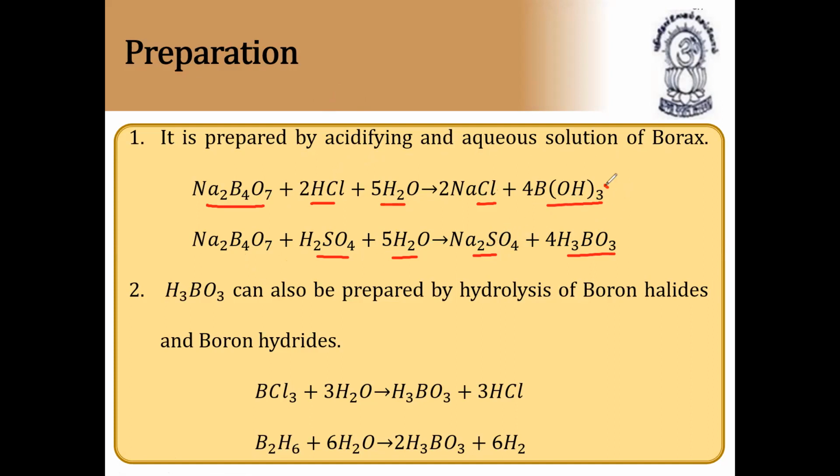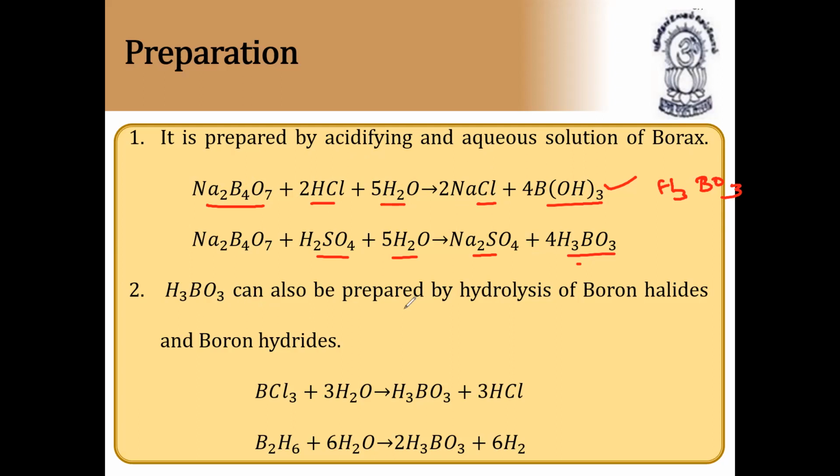In the first step, this is H3BO3 and this is also H3BO3. So it is prepared by acidifying an aqueous solution of borax. Borax is treated with dilute acids along with water. So a borax solution is taken along with HCl and H2SO4. It forms salt plus boric acid, that is H3BO3.